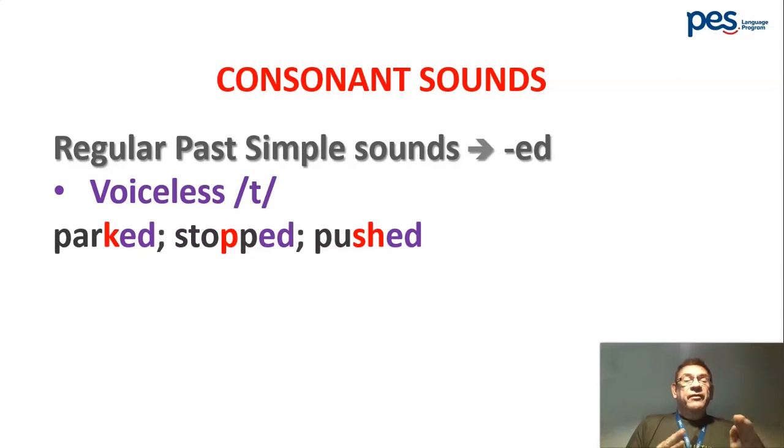Example. We have the verb park, yeah? To park your car. Park. The last sound of the verb park is this one here in red, is voiceless because there is no vibration. Park. So, naturally, the ED pronunciation of the past simple is parked. So that's organic. That's what I mean by organic. Because the last sound of the verb gives you the hint, yeah, if the ED is going to be T or not. Park, parked. The next one.